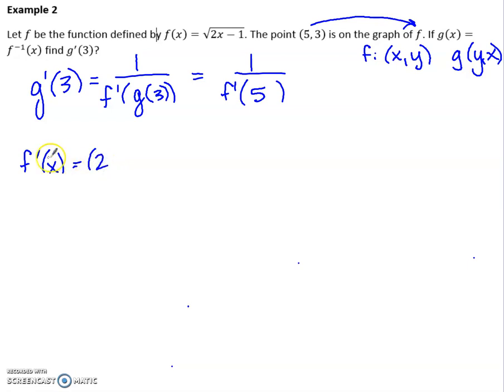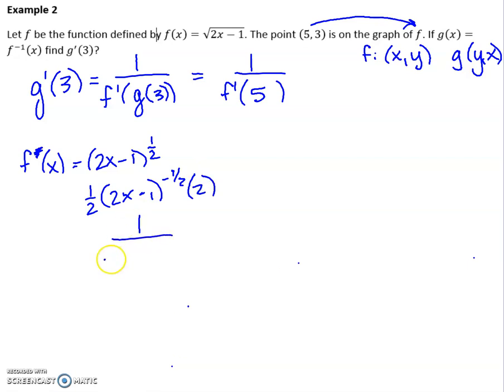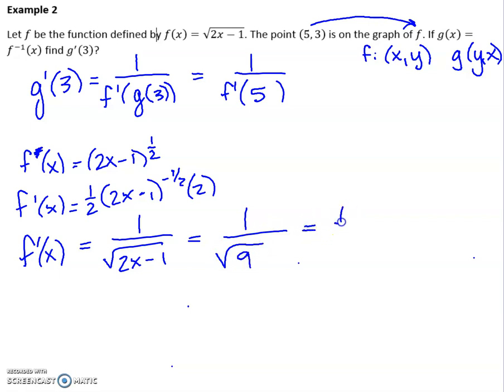I'm going to treat it like this and do chain rule. So I get 1 over root 2x minus 1 for my derivative. Then if I plug in 5, I get 1 over root 9, or 1/3. So I get 1 over 1/3, so I get 3 for my final answer. Just don't forget that when you're finding the derivative of this, you're actually plugging it back into the bottom. Some people will leave the answer as 1/3, but it's 1 over 1/3, so 3.